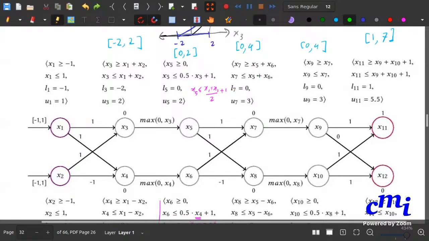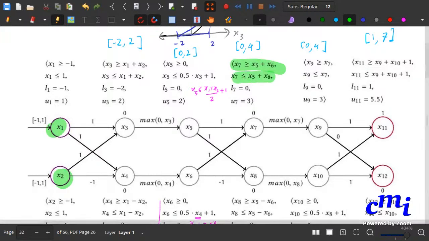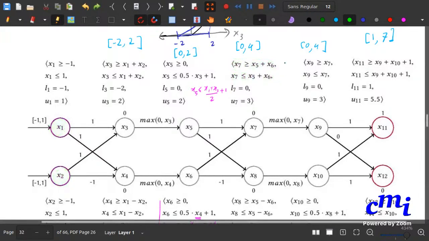where you only keep track of coefficients with respect to input variables. You don't even keep these intermediate bounds at any point. You directly substitute all this, right? So that's just a small point I wanted to make. Okay, so in any case, let's come to calculating the lower bound and upper bound for x7.